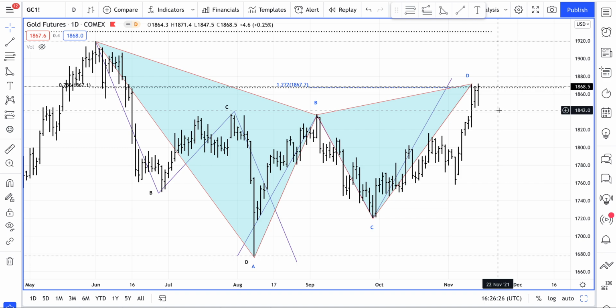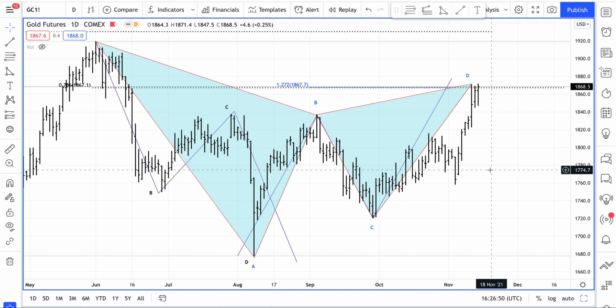If you're interested in checking out how we arrive at these levels, I will paste a link to the video which was done last week, so that you can know exactly what level we are talking about and how we arrived at this 1867 level, which is a very important level.